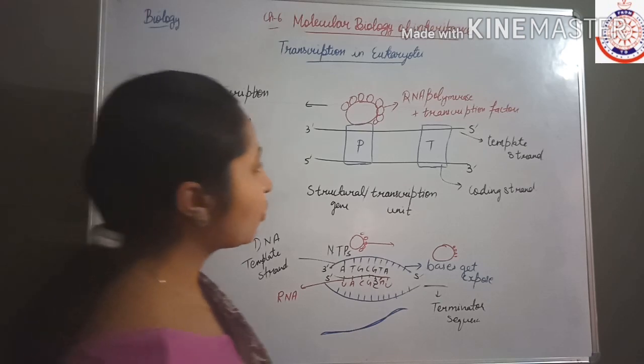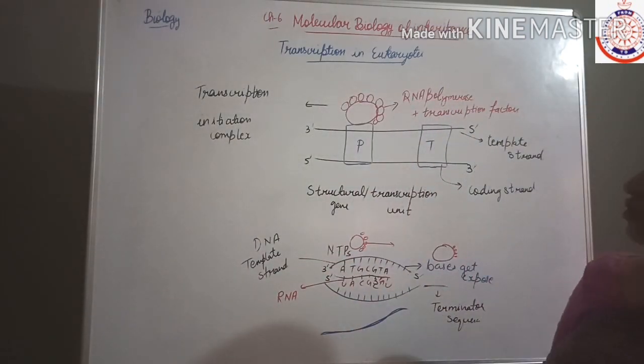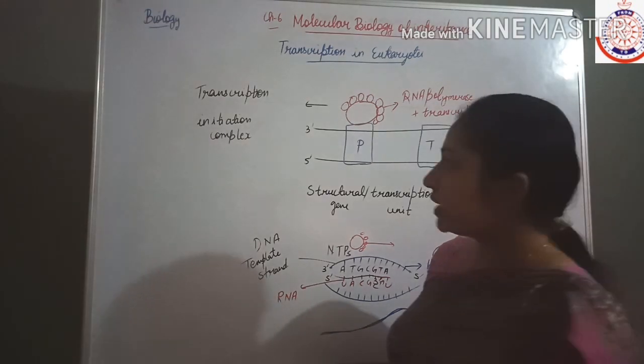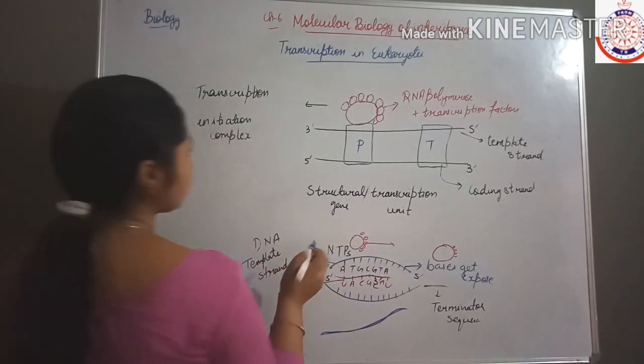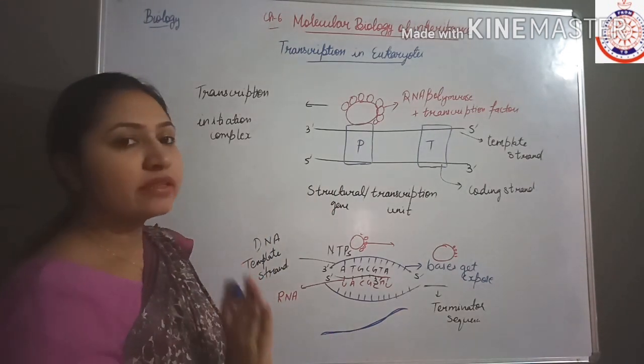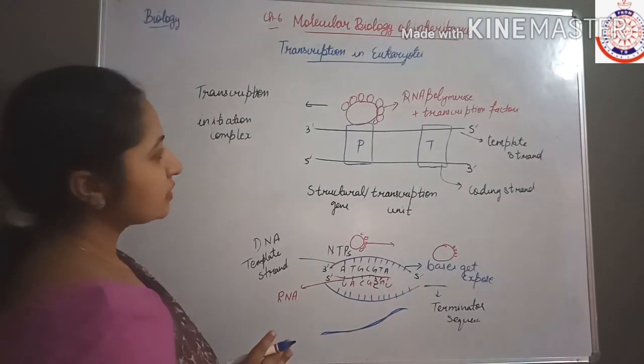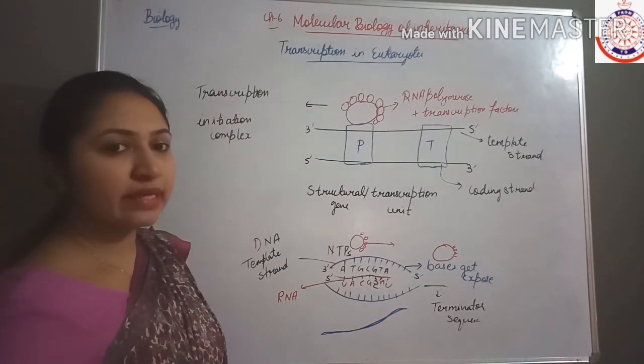In prokaryotes, only one RNA polymerase is responsible for the formation of all the RNAs, but in eukaryotes there are 3 RNA polymerases which are responsible for the synthesis of the different RNAs. Next we will discuss the terminator sequence. In prokaryotes there is the rho factor which is responsible for termination, but in eukaryotes there is no rho factor.